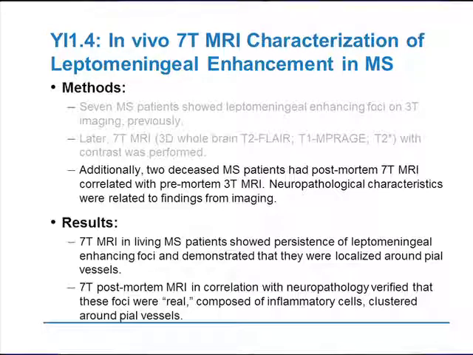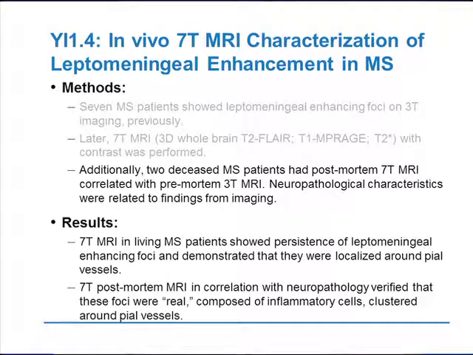The 7T MRI in those 7 living MS patients still showed leptomeningeal enhancing foci and demonstrated that they were localized around pial vessels, which could easily be seen at the 7T resolution. In the postmortem study, 7T MRI showed, in correlation with neuropathology, that these foci are real. They are composed of inflammatory cells clustered around pial vessels.